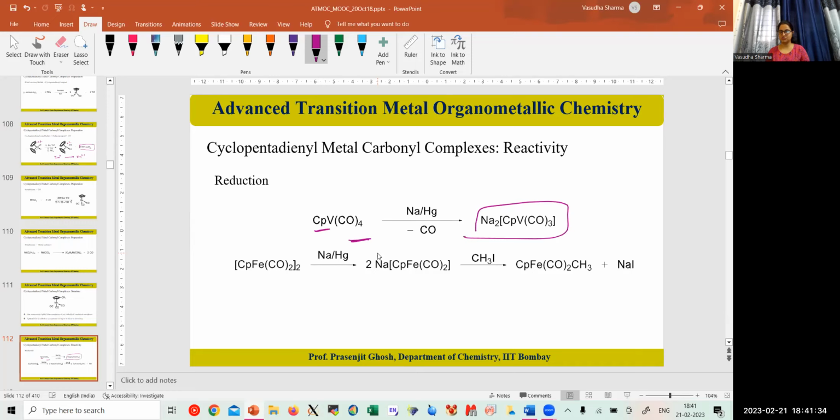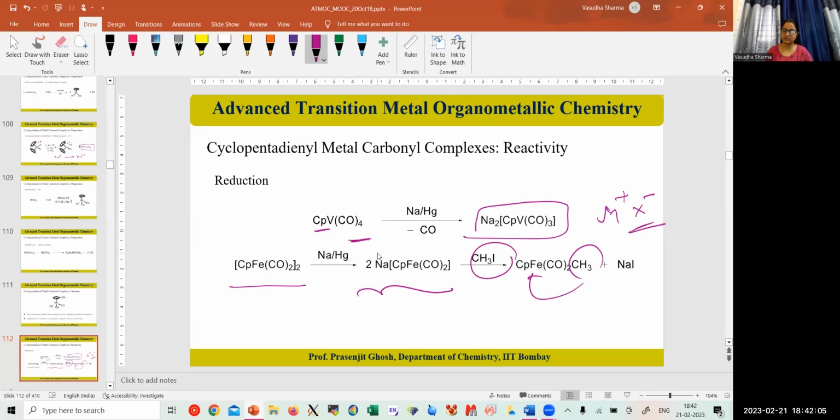And similarly, when cyclopentadienyl iron carbonyl is made to react with sodium amalgam, it will give you the species, and from a dimer it becomes a monomer. With the reaction of methyl iodide, it will release sodium iodide and the methyl gets coordinated to the iron, because it has a negative charge. So this will react easily with any M positive. So M positive and X negative will be taken up by the sodium.